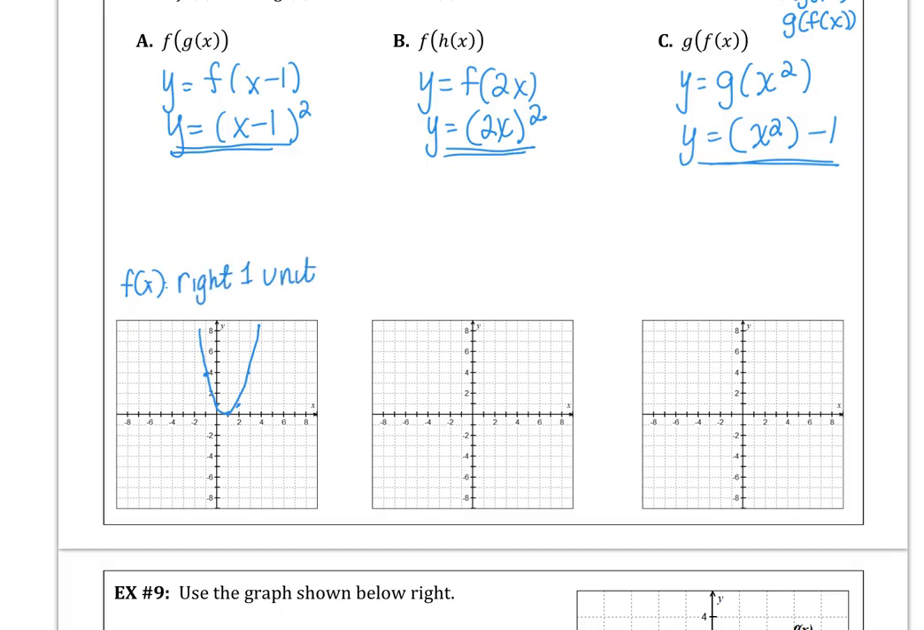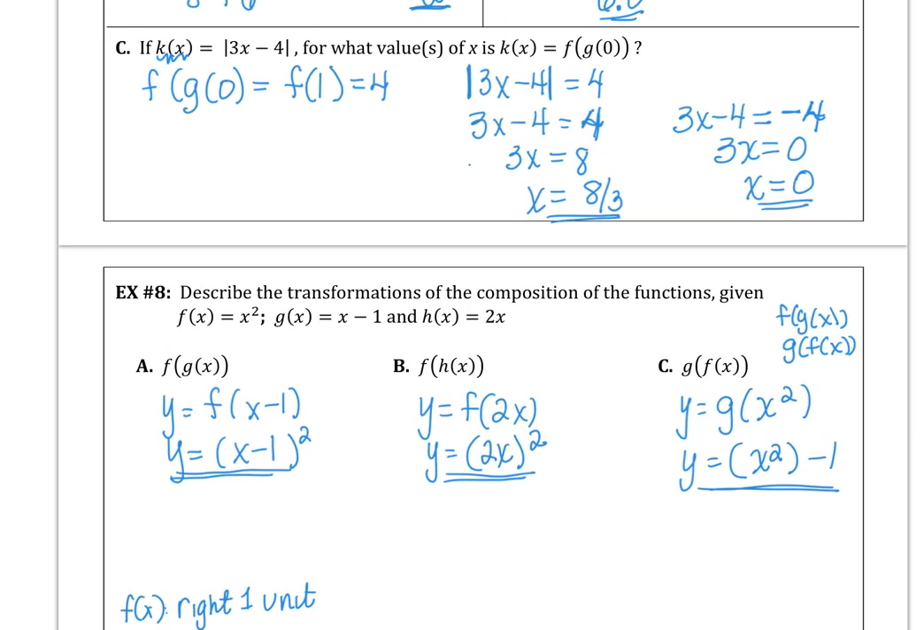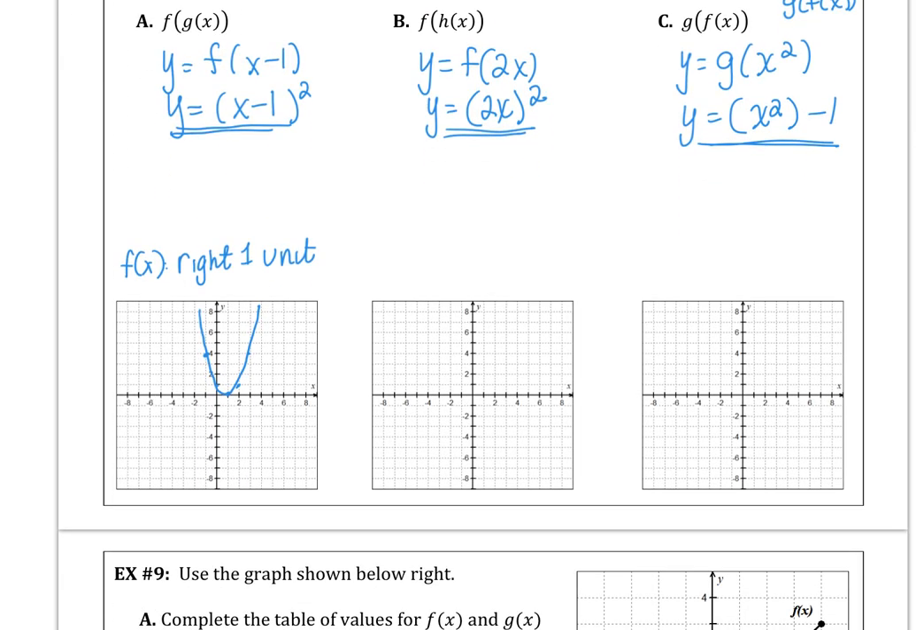Because f of x, what was our f of x function? F of x was x squared. So we just picked up the parabola and shifted that parabola 1 unit right. In this one, f of h of x is 2x squared, so that's going to be a very skinny parabola.